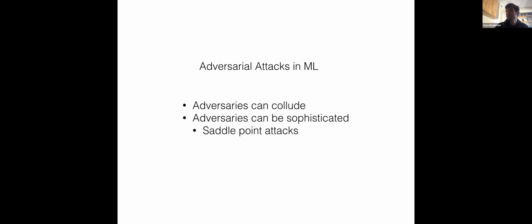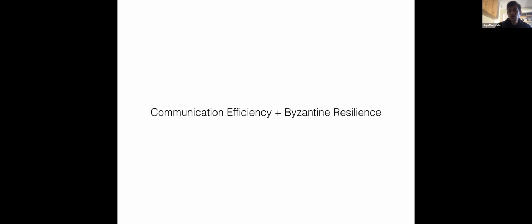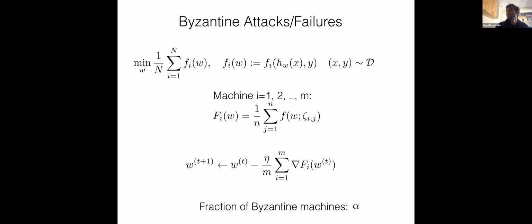But if there is some way of aggregation by which you can bypass this type of attack, then adversaries can collude and come up with much more sophisticated attacks, such as saddle point attacks, where they create saddle points close to the local minima, and the optimization process converges to those saddle points. So for the rest of this talk, these are the two issues that I'm going to discuss. Let's have a more formal model of the Byzantine attacks or Byzantine failures. That's going to be the main topic over here.